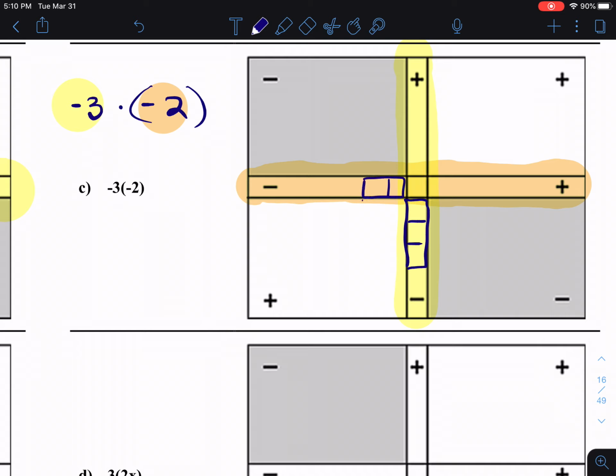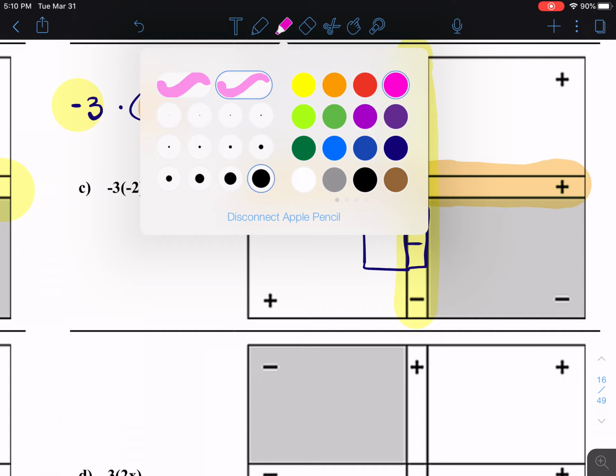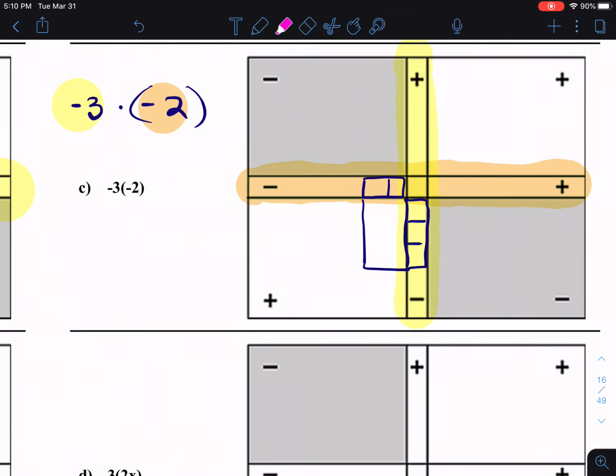And what I need to do is create a rectangle that is that dimension. So we're going to have this rectangle that we need to figure out the value of. So if everything is to line up, then the value of this rectangle is going to be 6, and it's on the positive.